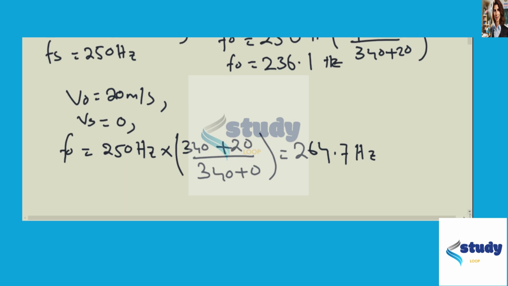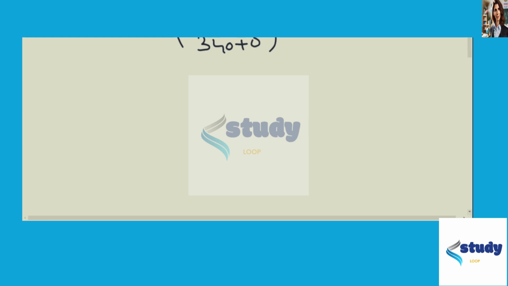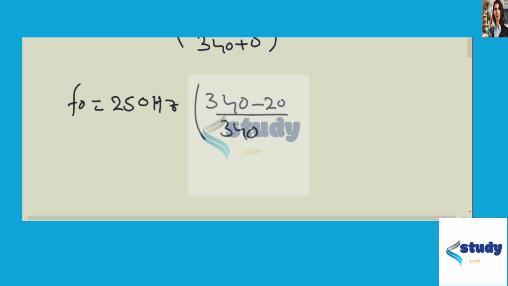For part D of the problem, we are going to do the same thing as we did in part C. The difference is that we will use the minus sign in the numerator because the observer is moving away from the source, the car. So f naught is equal to 250 Hertz times 340 minus 20 meters per second divided by 340 meters per second plus 0, and this gives us 235.2 Hertz.